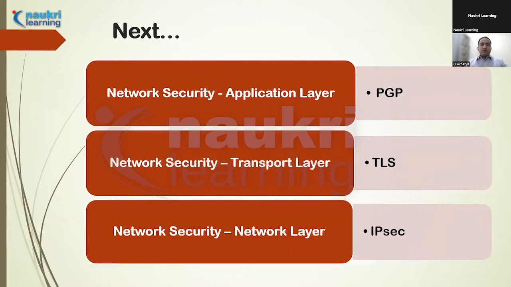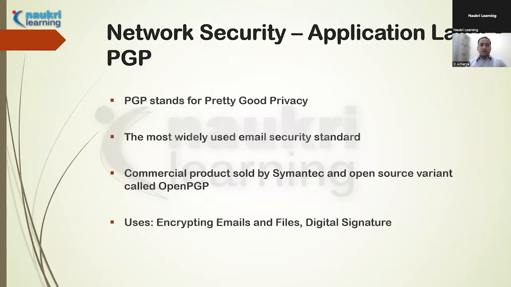Okay, so in the next few slides we have network security being applied at various OSI layers. We have network security at the application layer, which is achieved through PGP, network security at the transport layer, which is achieved through TLS, and also network security at the network layer, which is achieved through IPSec. Okay, let's take a look at these three applications of network security.